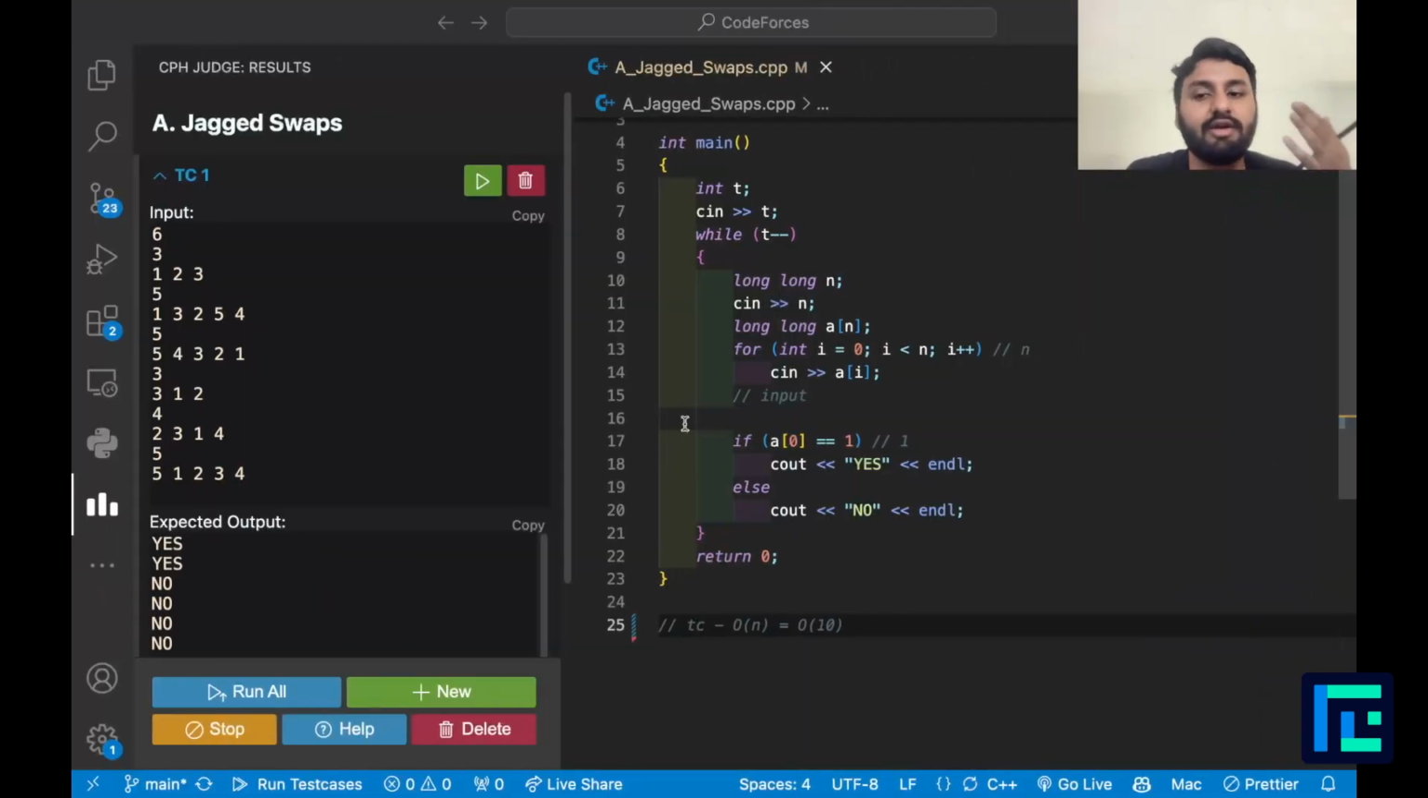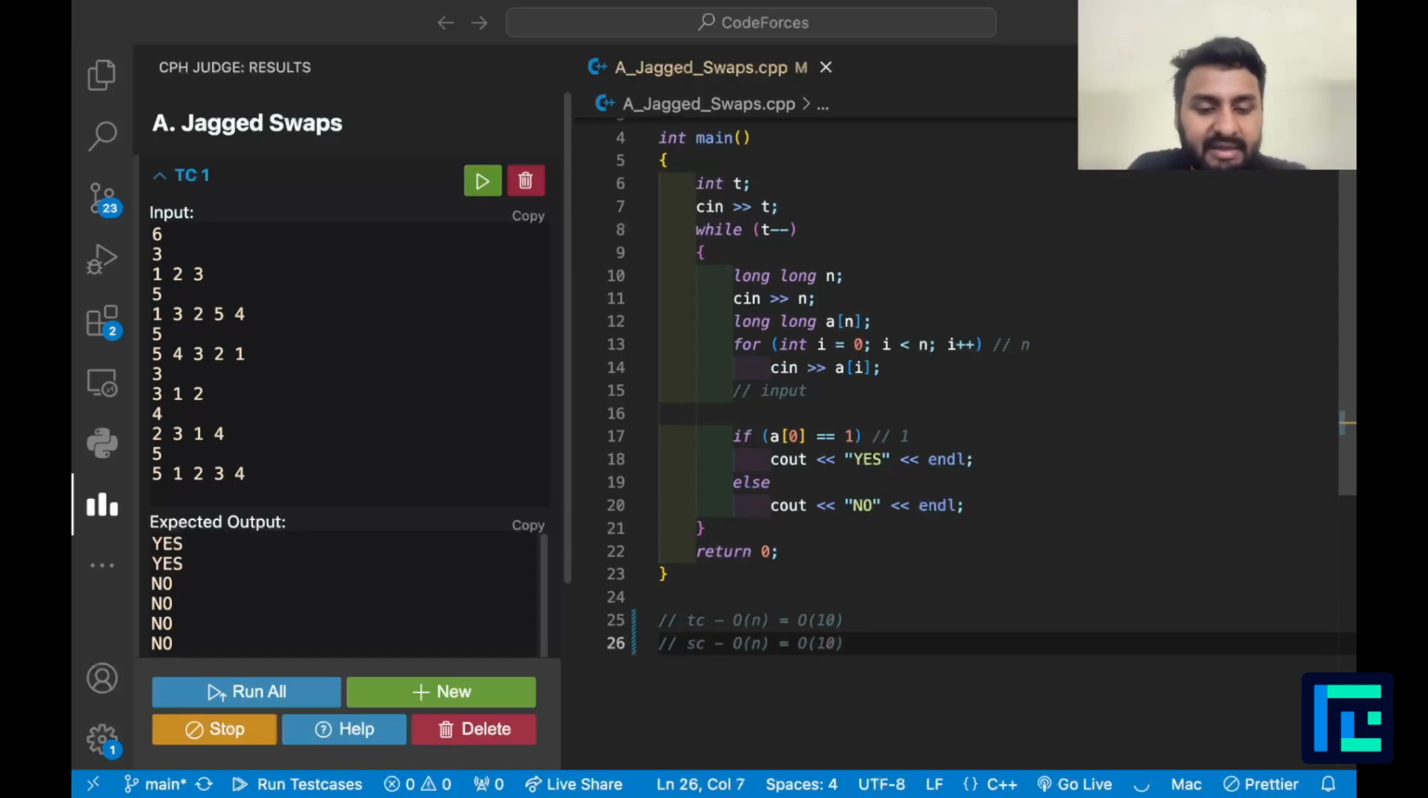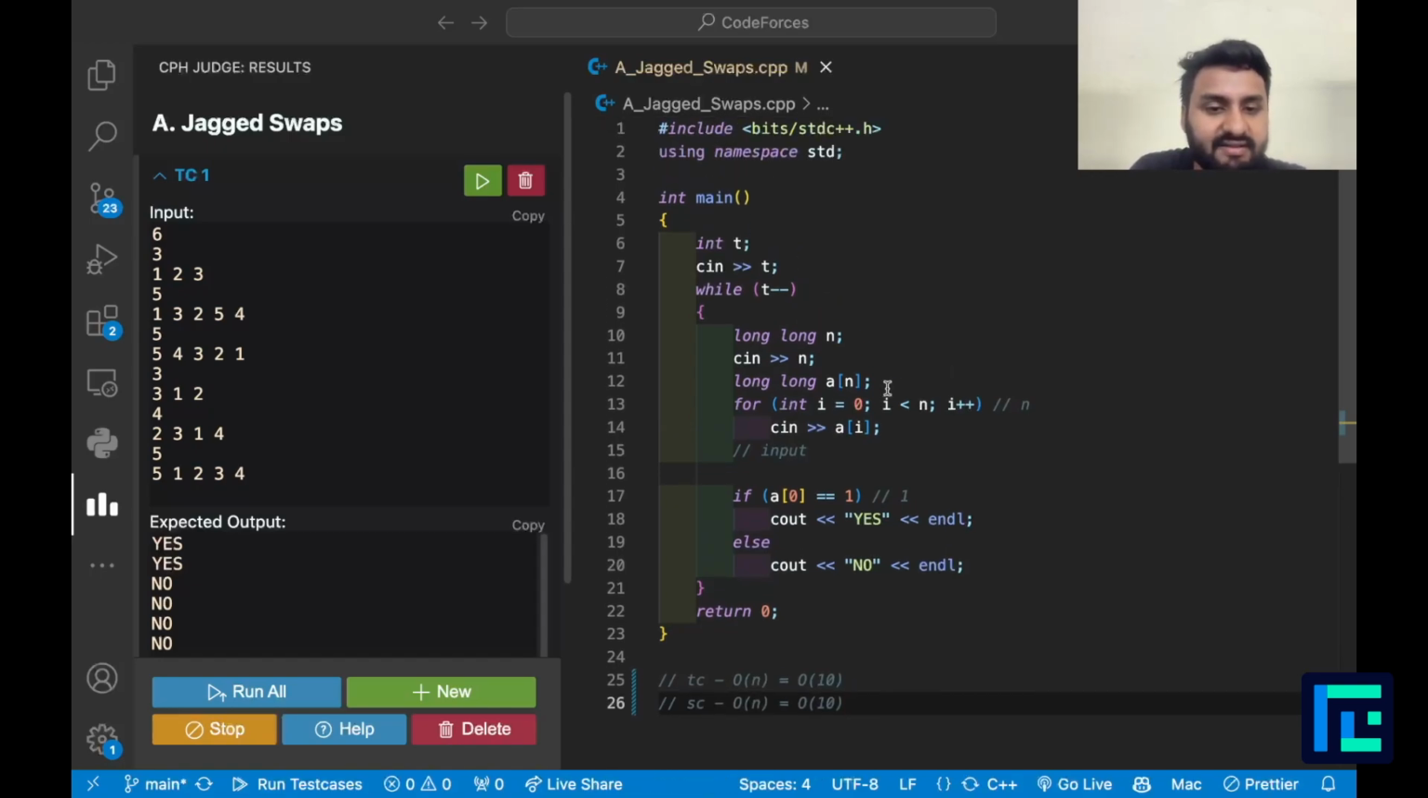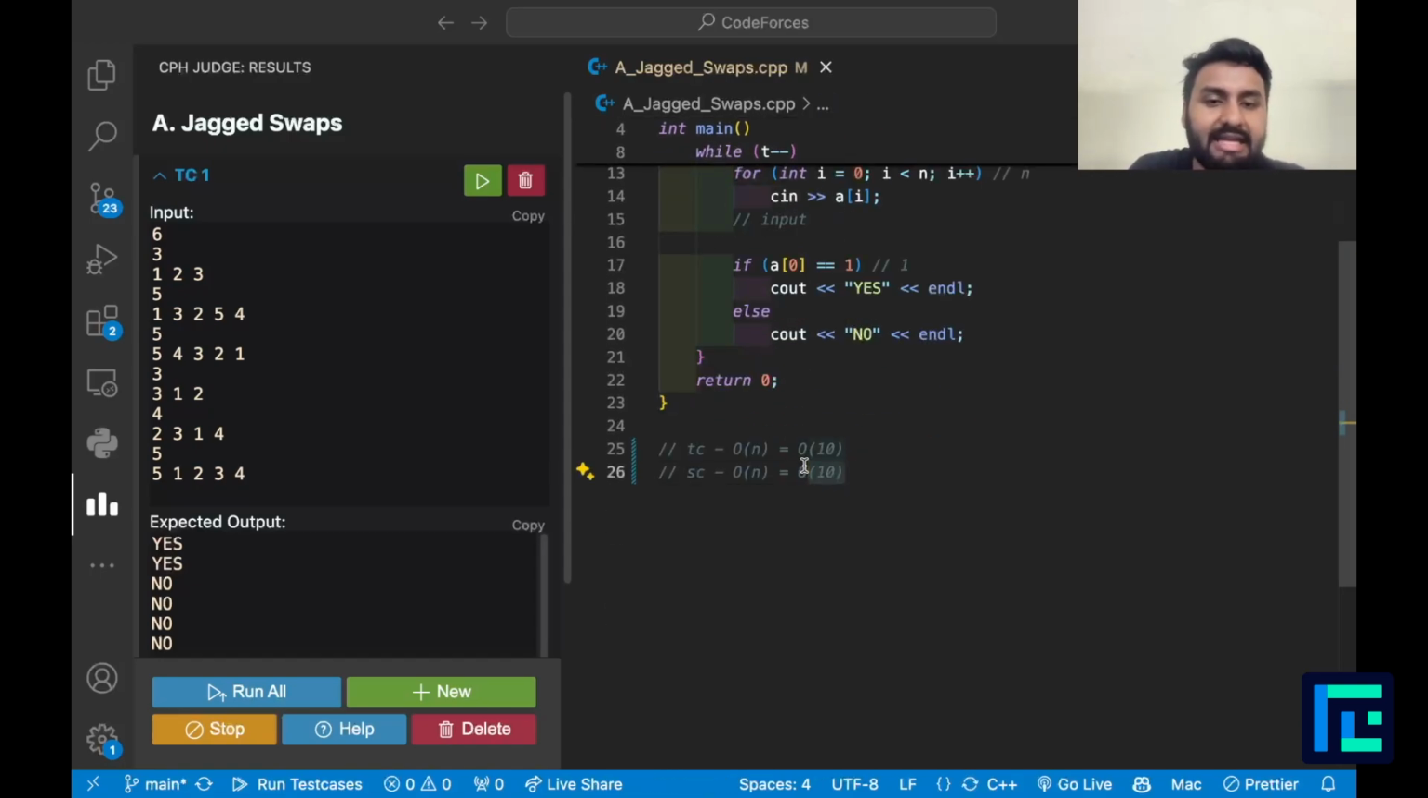Now O of n is a very good time complexity because we knew we could have gone till n to the power 4 also, but we received a solution that's in O of n, which is great and good to go. And if I talk about space complexity, it's also dependent on O of n only, that's the size of the array. So this becomes O of 10 again in the max situation.